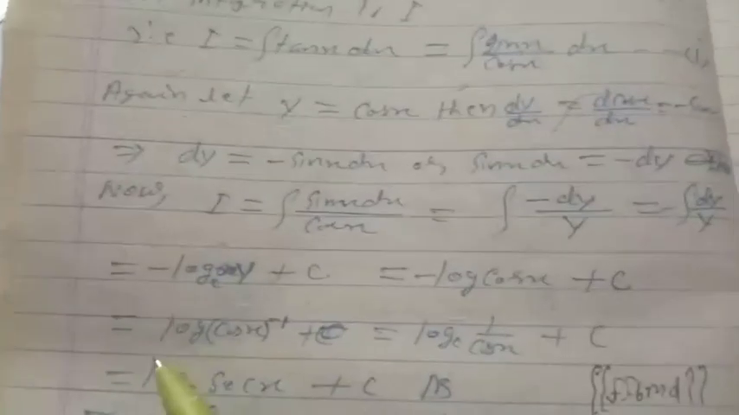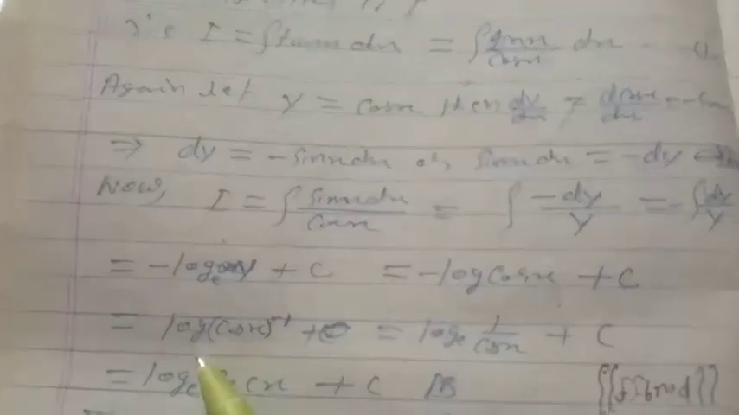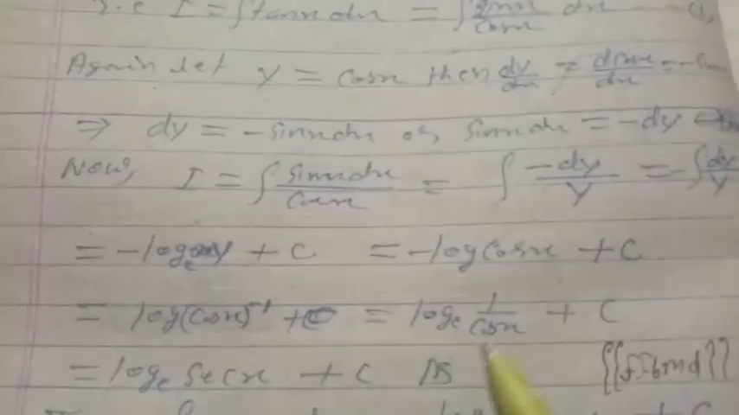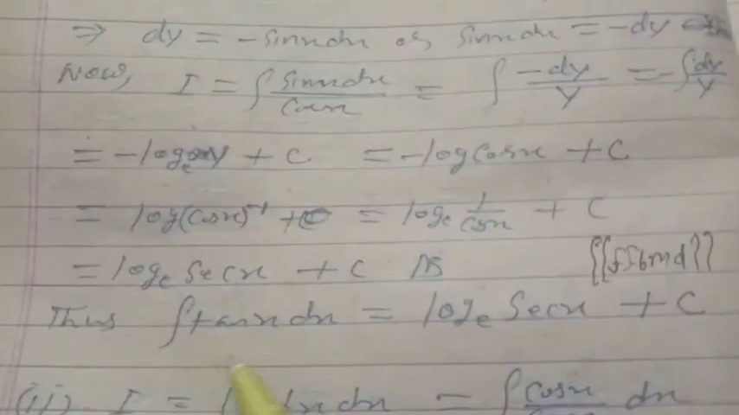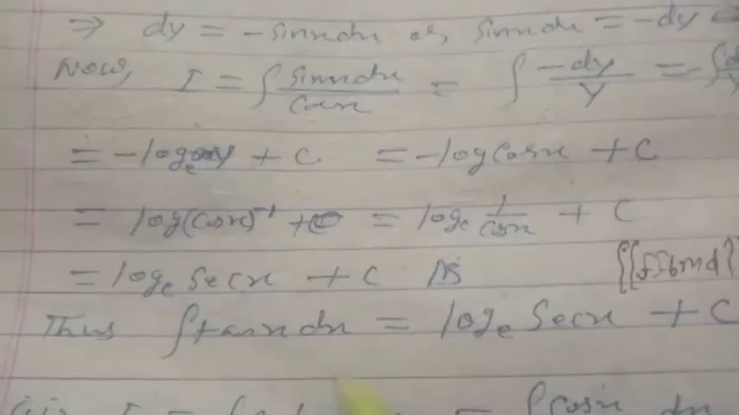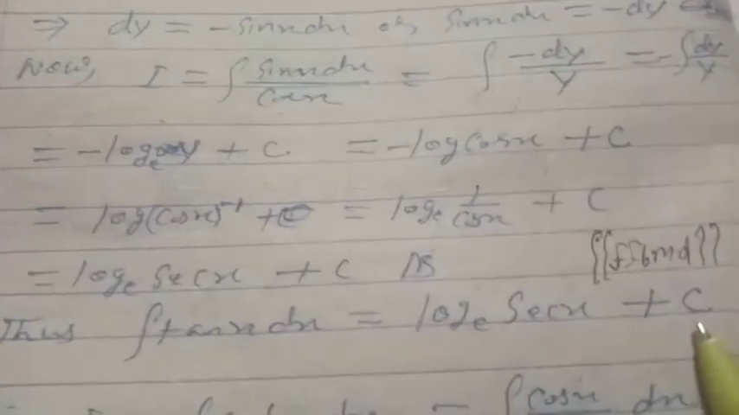or equals log cos inverse x, cos to the power minus 1, plus c, equals log 1 by cos x plus c, or log sec x plus c. Answer. Thus integration of tan x dx equals log sec x plus c.